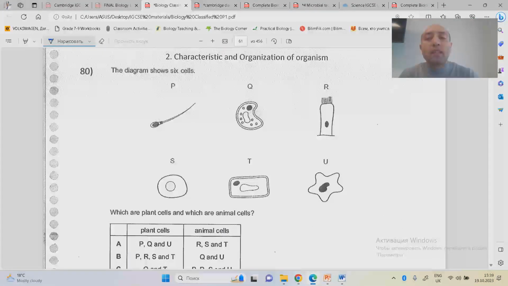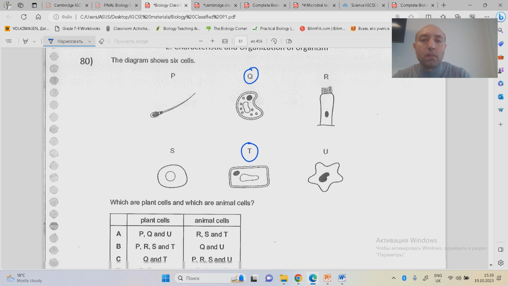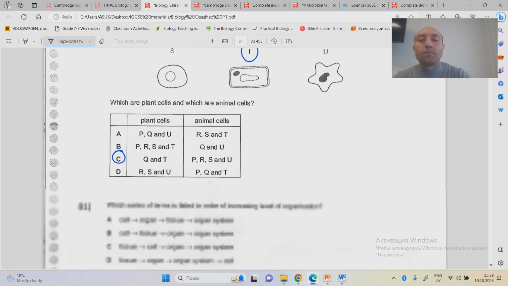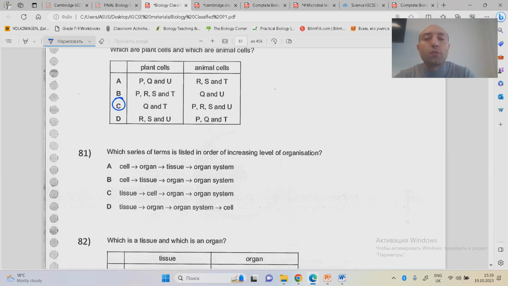Which are plant cells? It is actually easy to find. If there's a cell wall, it's a plant cell. So Q is a plant cell, T is a plant cell. So Q and T are plant cells. Others are animal cells. Answer is C. Which series of terms is listed in order of increasing level of organization? Of course, we need to begin with the cell, then tissue, then organ. Answer is B.